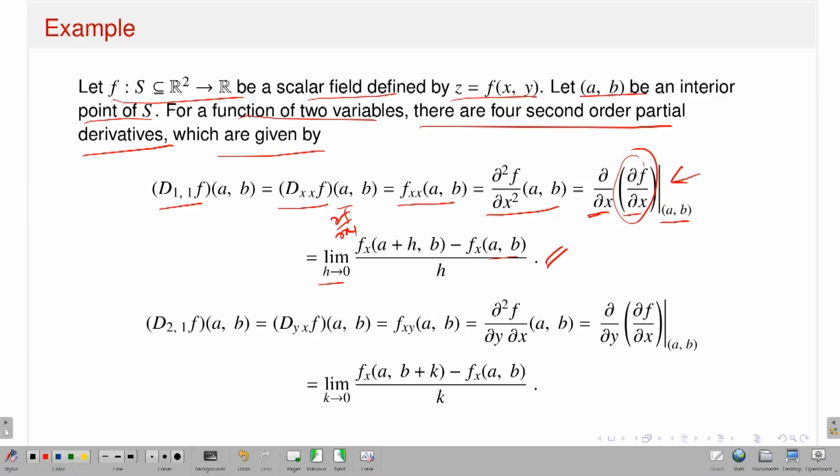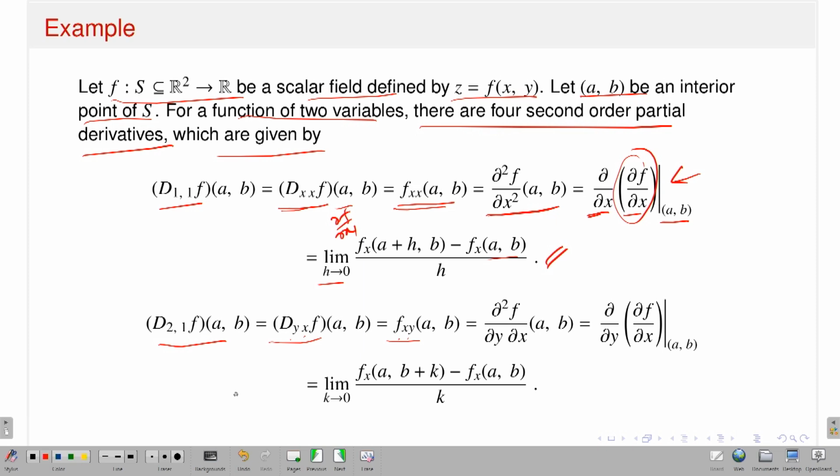If this limit exists, then I will say that d x x f at the point a b, or f x x at the point a b, or del 2f del x square at the point a b exists. What about the second one? Again just look at the suffix notation, that it will be very clear. So, that means what? d y x. So, first you perform the partial derivative with respect to y variable and then x. Similarly here, first you perform with respect to x and then y.